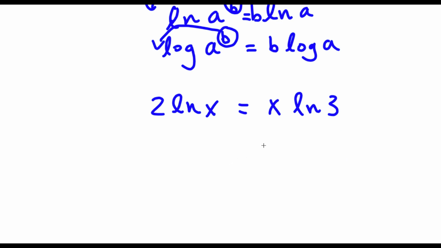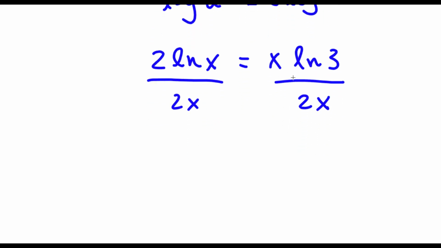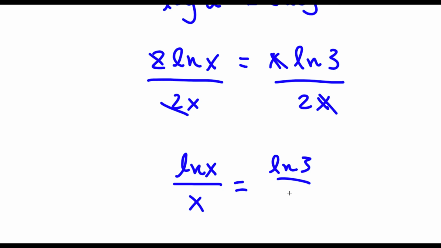Now I'm going to divide by 2x on both sides. So from my right hand side, these two x's will cancel out. From our left hand side, these two 2's will cancel out. So I'd be left with ln x over x is equal to ln 3 over 2.